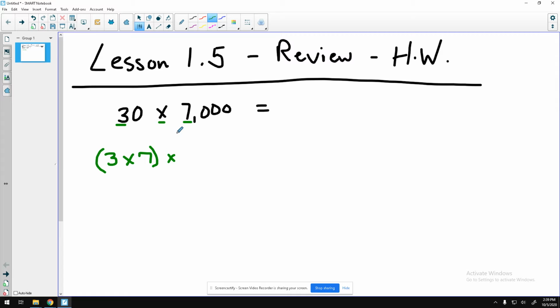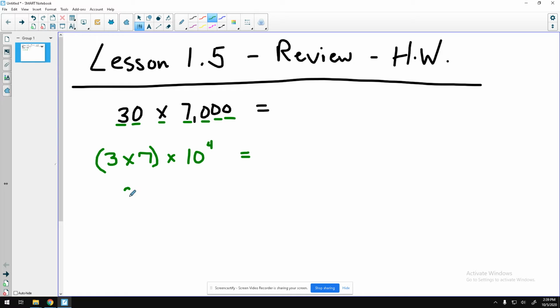The difference is a lot of zeros, and we're going to represent these zeros as powers of 10. So I'm going to go 1, 2, 3, 4. Count the zeros. There are 4 of them. So guess what? I'm going to say that's 10 to the 4th power, or 10 times 10 times 10 times 10. That's what it really is. So now we solve our problem.